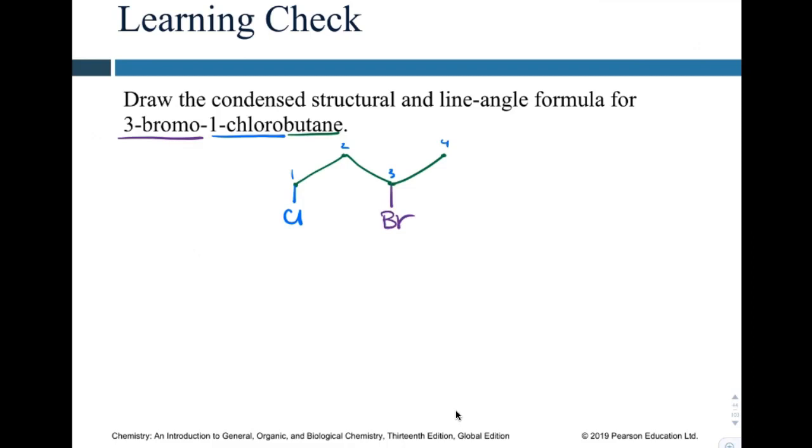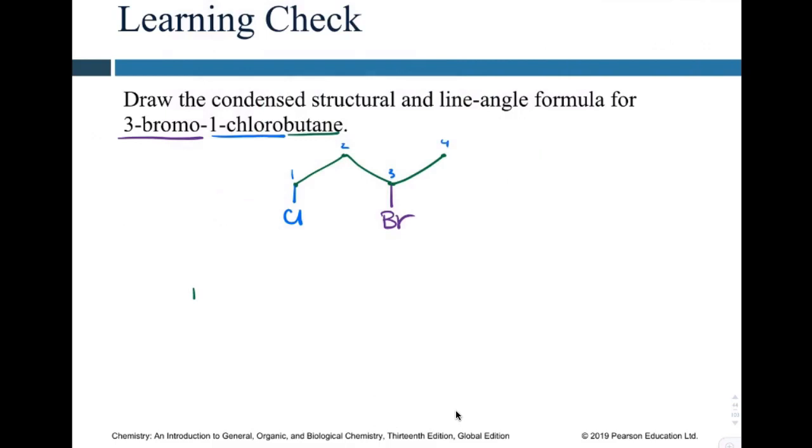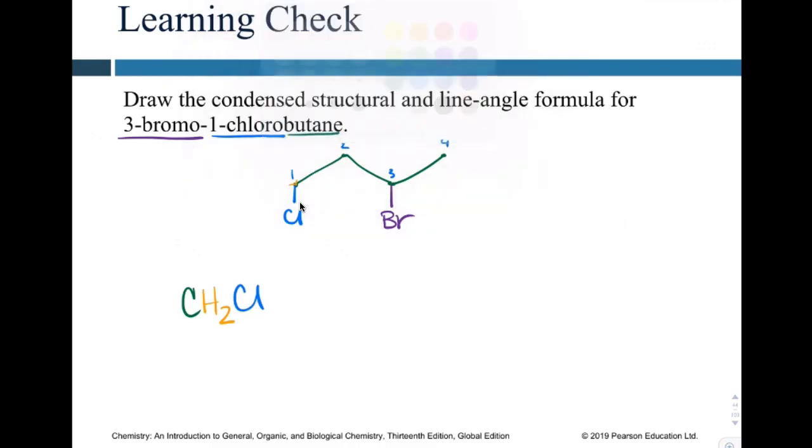And so now we can try our condensed structural formula. So taking a look at carbon number 1. Carbon number 1 has how many H's hanging off? I'll do a little orange here. So carbon number 1 has 1, 2 bonds. So it needs 2 more bonds. We got 2 H's. So CH2, we also have that Cl here, so let's just put that Cl in there. And now we have a bond to another carbon, that's carbon number 2.